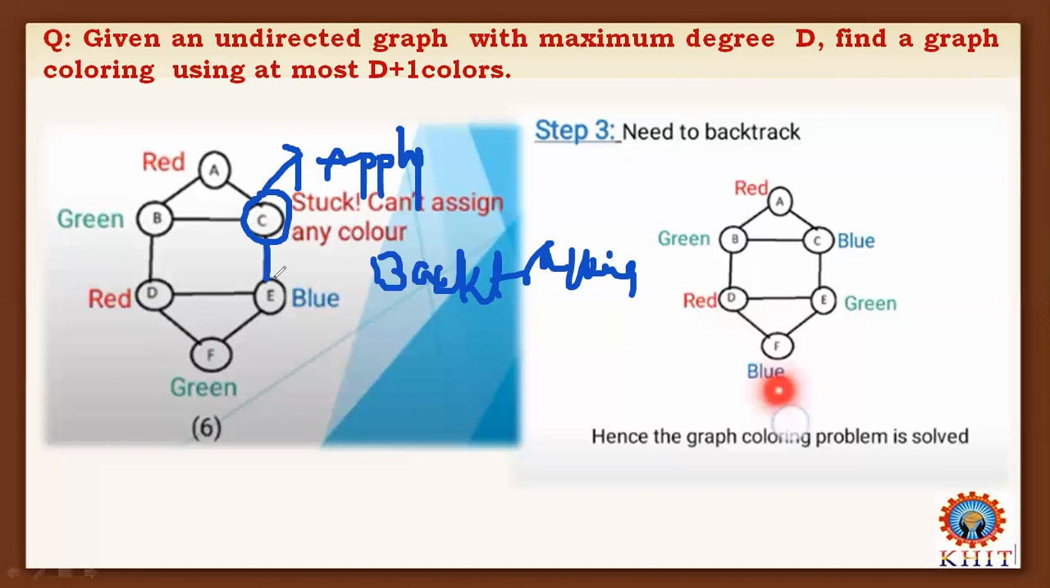you need to change the color of E. Earlier, the vertex E is filled with the color blue. Now, instead of blue, you can color it with some other color. Can I color it with green? Green is not possible. I cannot color E with green.